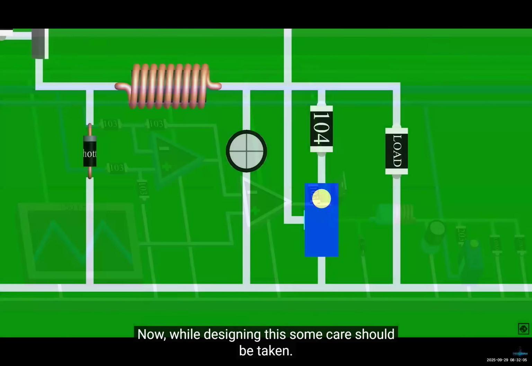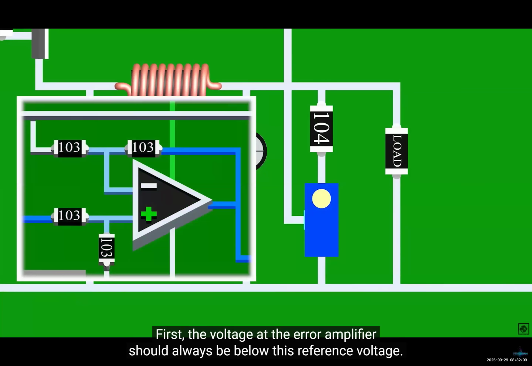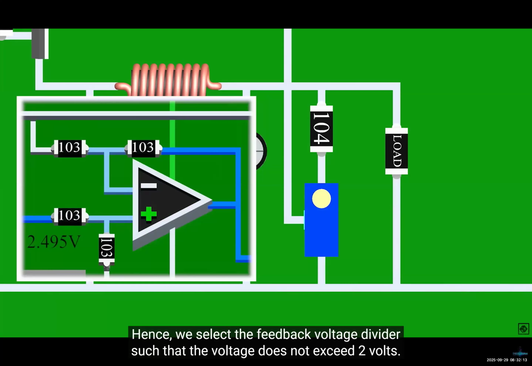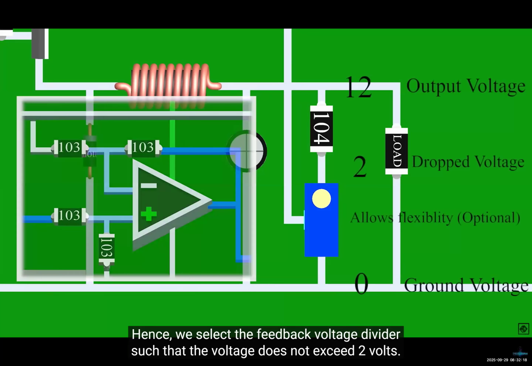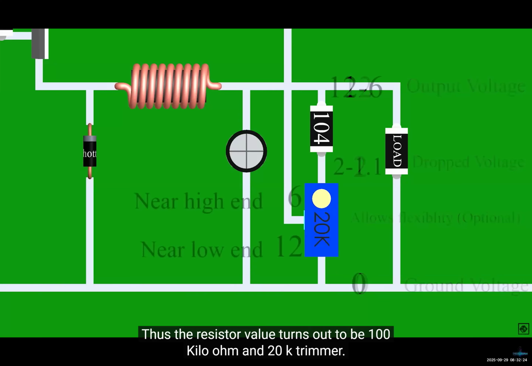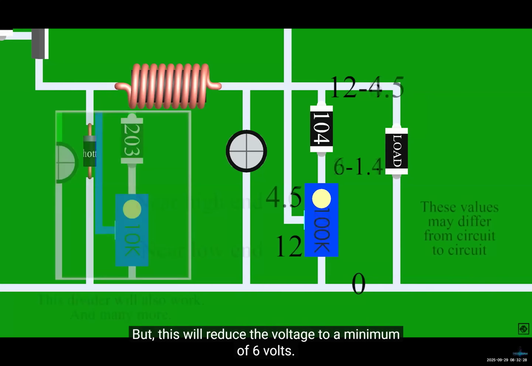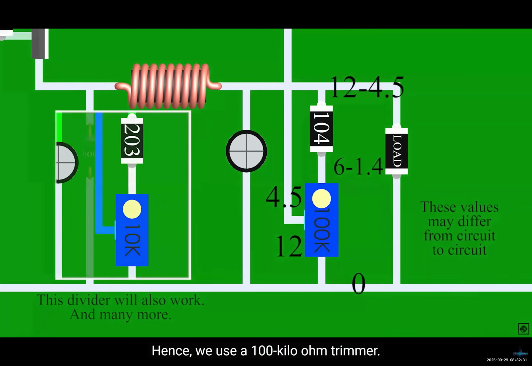Now, while designing this, some care should be taken. First, the voltage of the error amplifier should always be below this reference voltage. Hence, we select the feedback voltage divider such that the voltage does not exceed 2 volts. Thus, the resistor values turn out to be 100 kilo ohm and a 20K trimmer. But this will reduce the voltage to a minimum of 6 volts. Hence, we use a 100 kilo ohm trimmer.